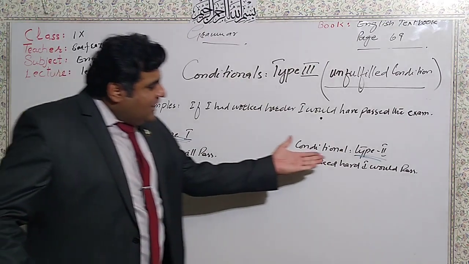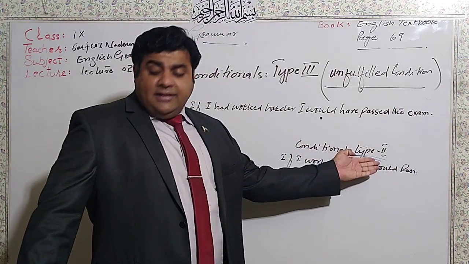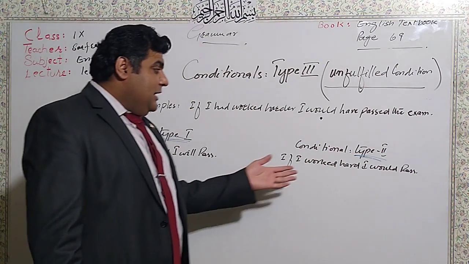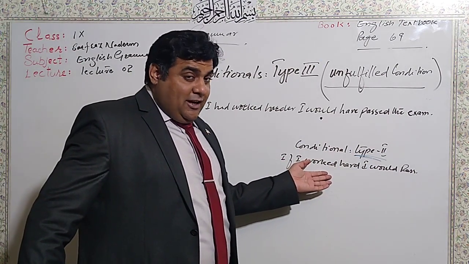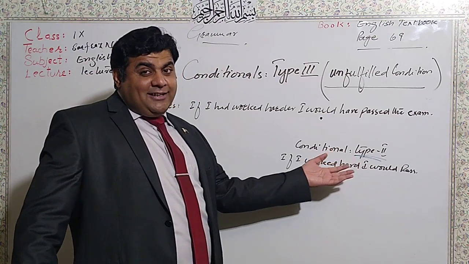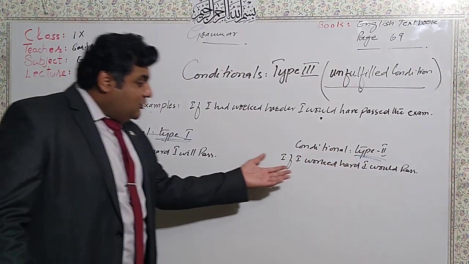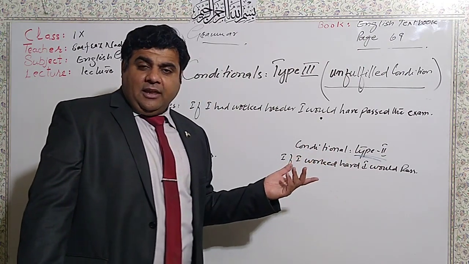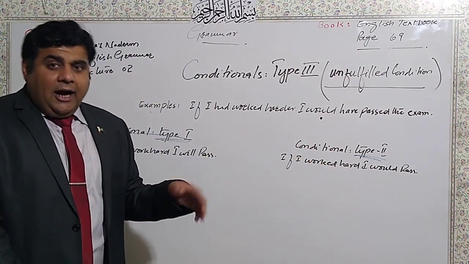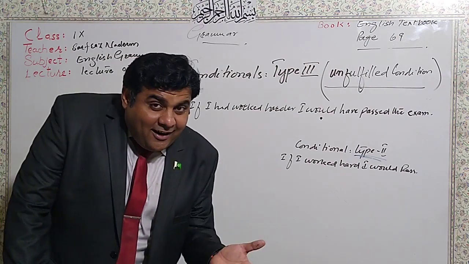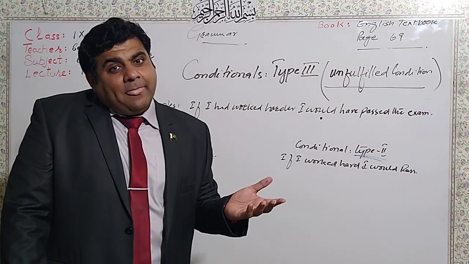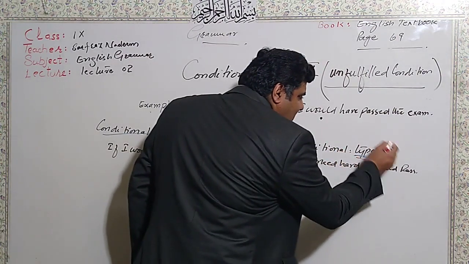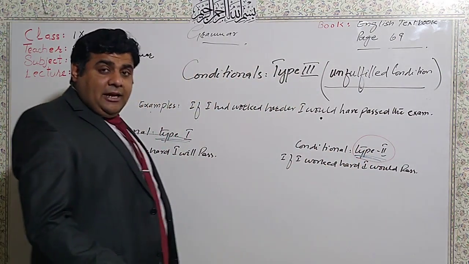Okay. Then we have a condition in type 2. In condition type 2, it is about the past. Past is used in both sentences, because in condition 2 we use two sentences. So, if I worked hard, I would pass. If I worked hard, I would pass means you didn't work hard and you didn't pass. So time is up. That is type 2.